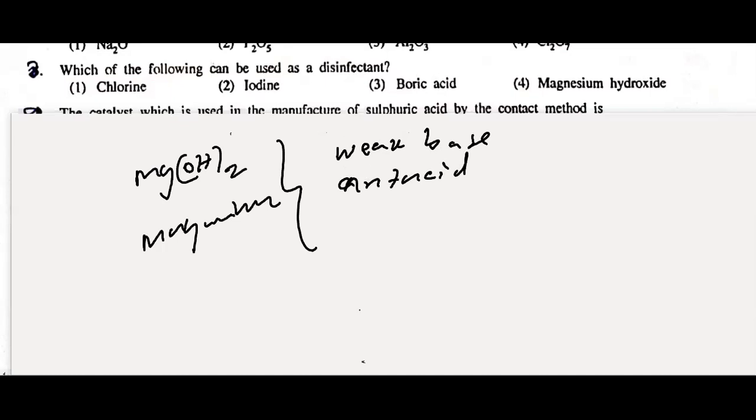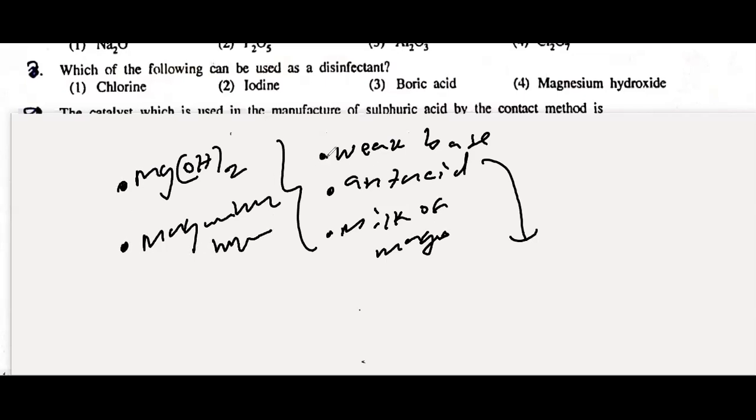Antacid is used to neutralize acidity of the stomach in gastritis. This is also called milk of magnesia. These names: weak base, antacid, milk of magnesia. Actually there are five names. The chemical name is magnesium hydroxide, a weak base, also known as an antacid, and its commercial name is milk of magnesia. So why milk of magnesia?